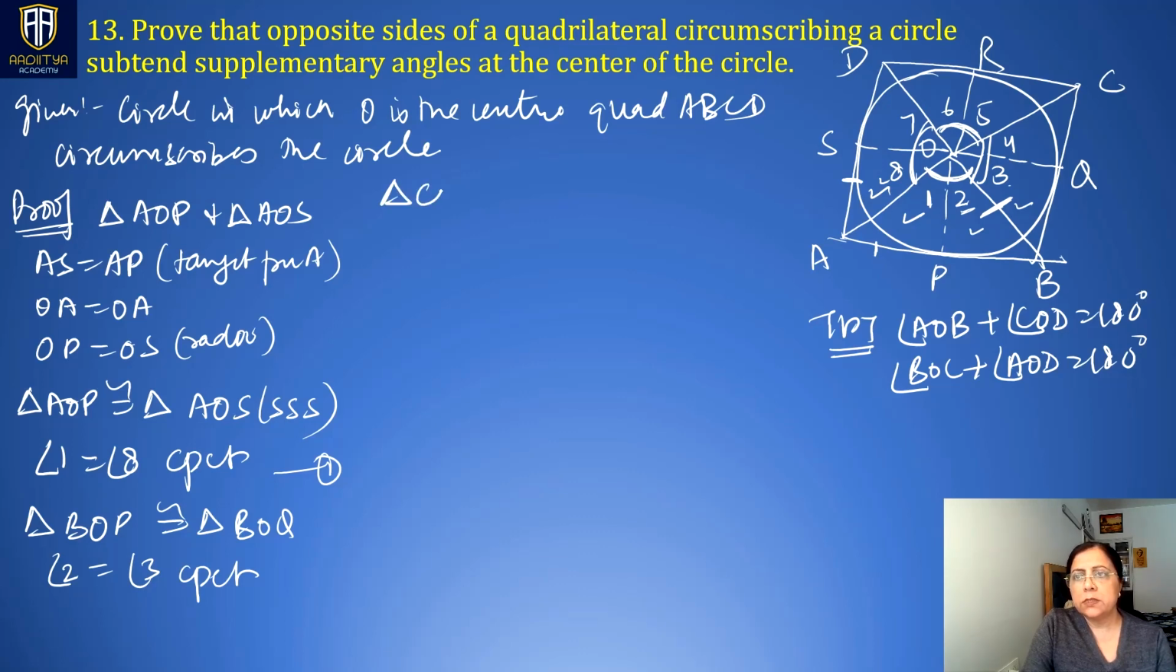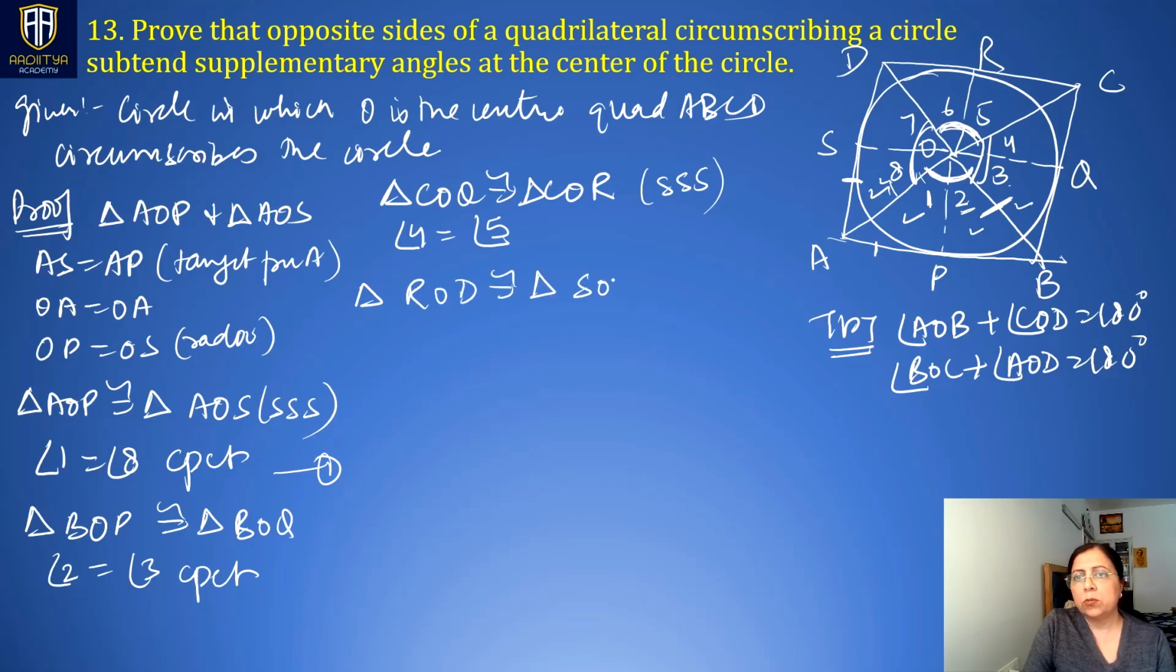Similarly, triangle COQ is congruent to triangle COR by SSS. So we have angle 4 is equal to angle 5. So 1 is equal to 8 here, 2 is equal to 3, 4 is equal to 5. And finally, triangle ROD is congruent to triangle SOD by SSS congruence. So finally we have angle 6 is equal to angle 7.